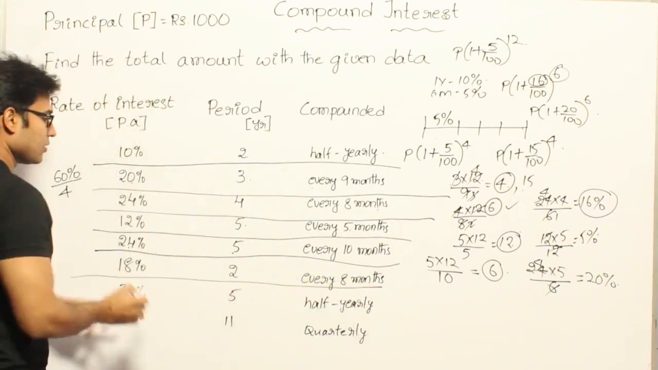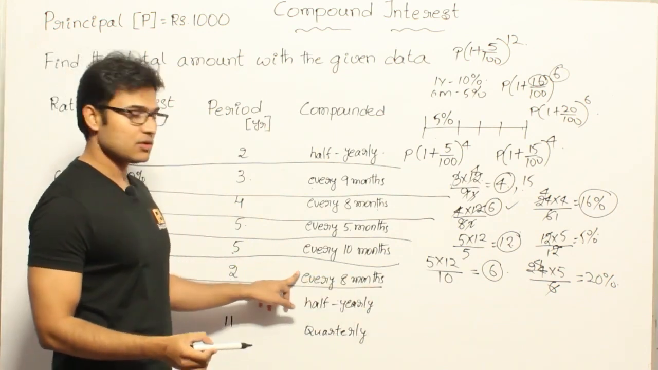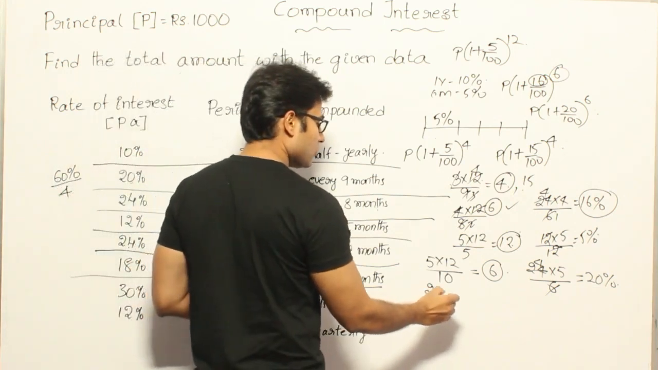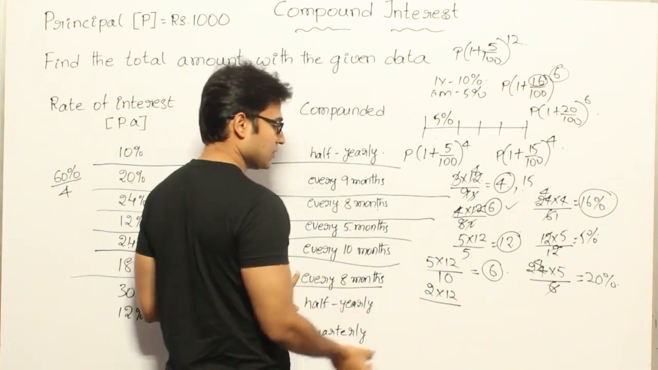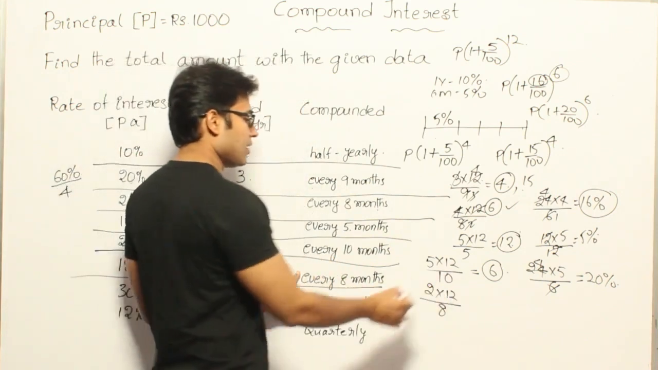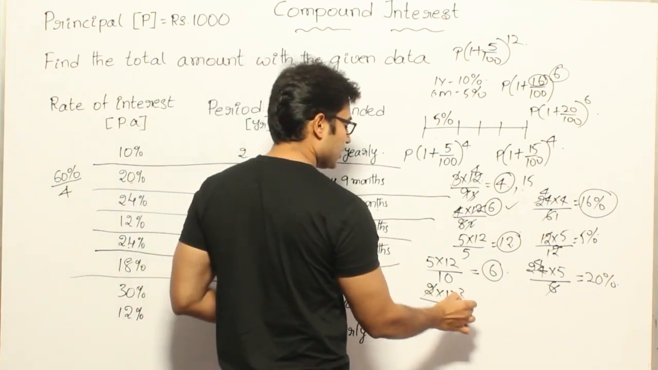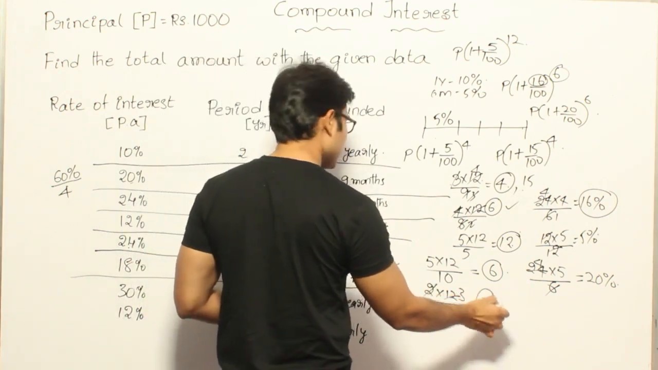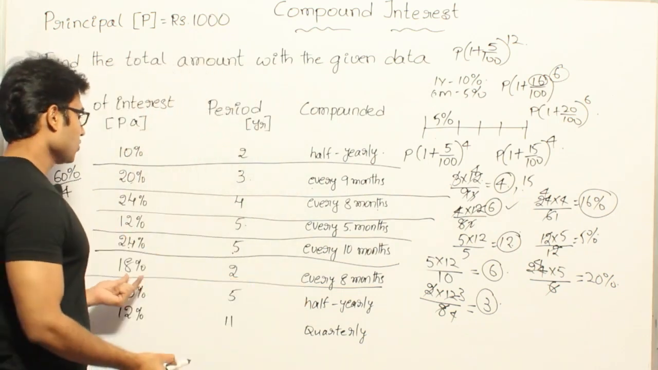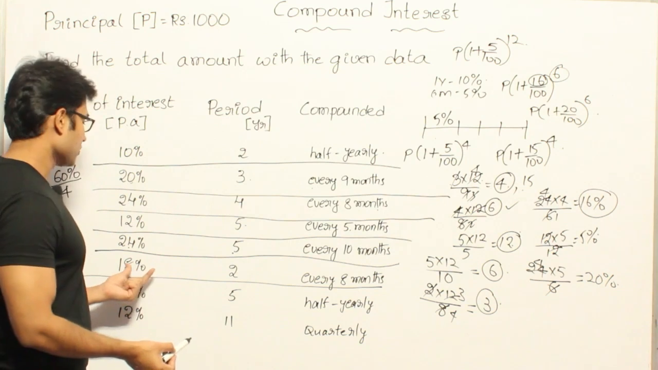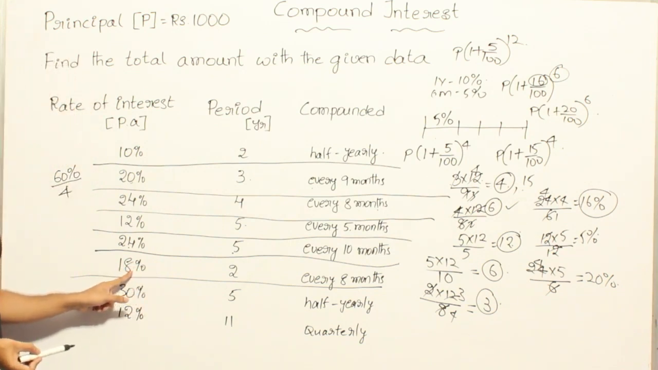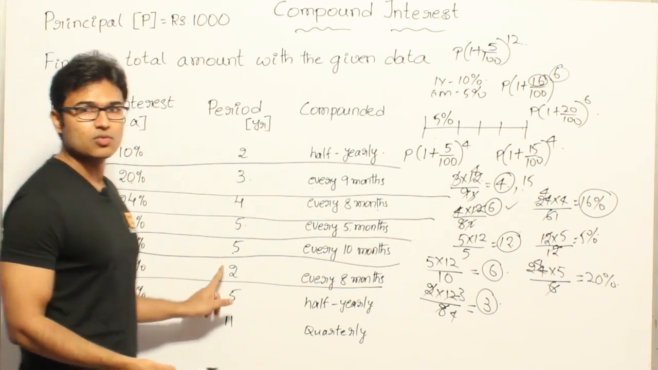2 years is the total amount of time, and it has to be divided into 8 months each, right? Therefore 2 into 12 months is the total number of months, which has to be divided into slots of 8 months. Therefore how many slots we get? 1, 4, 3, right? So we are going to get 3 slots. Got it? Now in these 3 slots we have to distribute the total rate also. So what is the total rate? For 1 year the rate is 18%. Therefore for 2 years it is going to be 2 into 18.